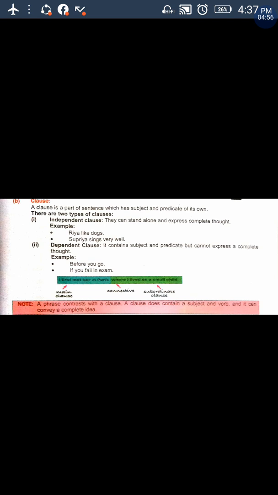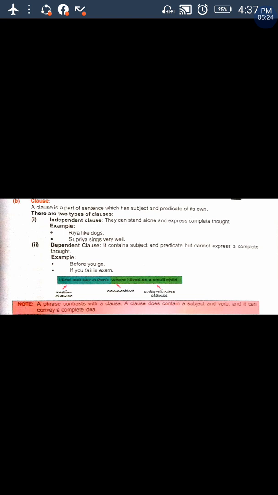Now, when you all understand about clause, let me tell you all, clause is of two types. Independent clause and dependent clause. Now, what is an independent clause? An independent clause stands alone and expresses a complete thought itself.